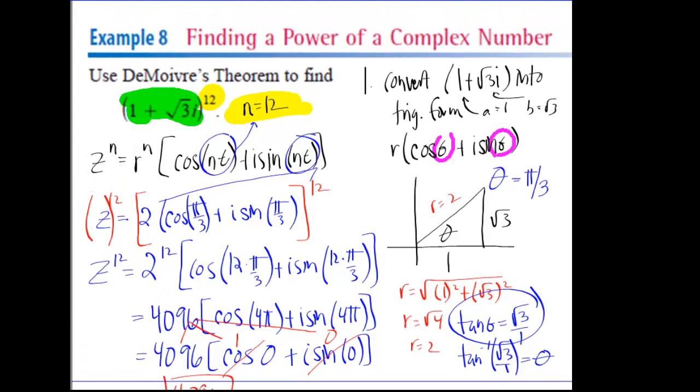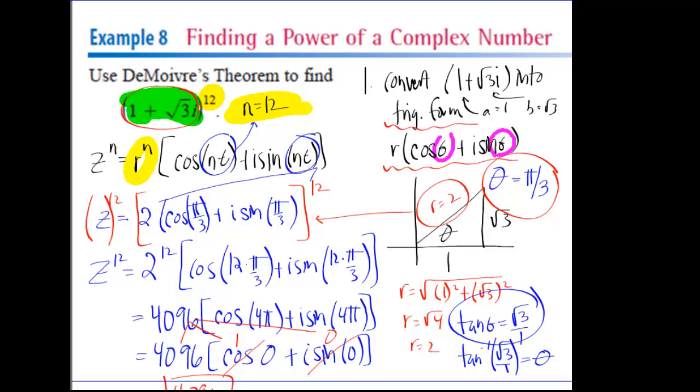So in order to apply de Moivre's rule, the first thing we needed to do was get 1 plus root 3i into trig form. Remember, trig form was r times open parentheses cosine theta plus i sine theta. We drew a quick sketch of 1 plus root 3i and found our r was 2 and our theta was pi over 3. So once we had 1 plus root 3i into trig form, we raised both sides to the 12th power.